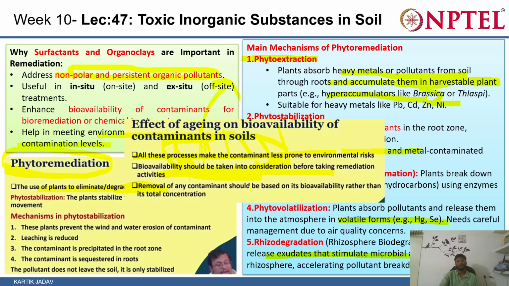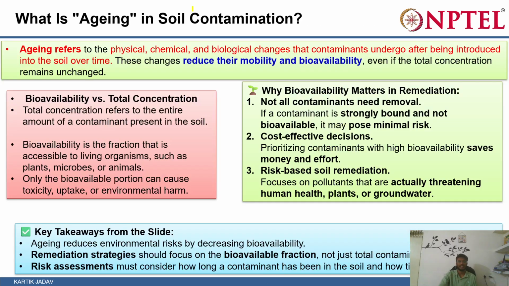And now after that, if we talk about the effect of aging, we also discussed that during lecture number 47. Aging basically refers to the physical, chemical, and biological changes that contaminants undergo after being introduced into the soil over time. Once we introduce some contaminant in the soil, it goes through various physical, chemical, and biological changes. These changes reduce their mobility and bioavailability, even if the total concentration remains unchanged.